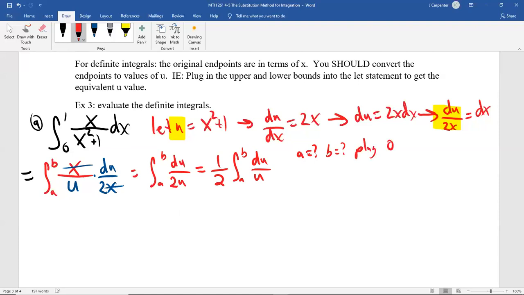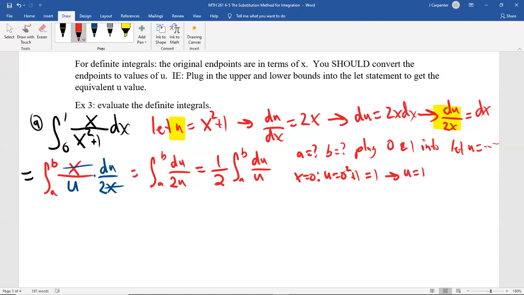You've got to plug the 0 and the 1 into the let statement to find that out. So when x equals 0, this is the bottom one. When x equals 0, you're going to plug that into u equals x squared plus 1. We're plugging into x. So u equals 0 squared plus 1, which is 1. So when x equals 0, that's equivalent to saying that u is equal to 1.